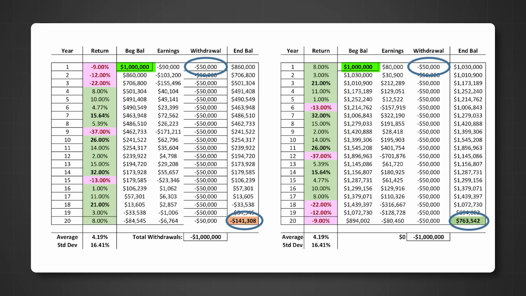Lo and behold, 20 years later, the first portfolio ran out of money while the second portfolio has over $700,000 left. Notice they both have the same average rate of return. So this is an example of why average return is not always what it seems. Volatility matters, and your portfolio allocation is closely related to your volatility. And as I've said, your investment allocation plays an important role in your withdrawal strategy.